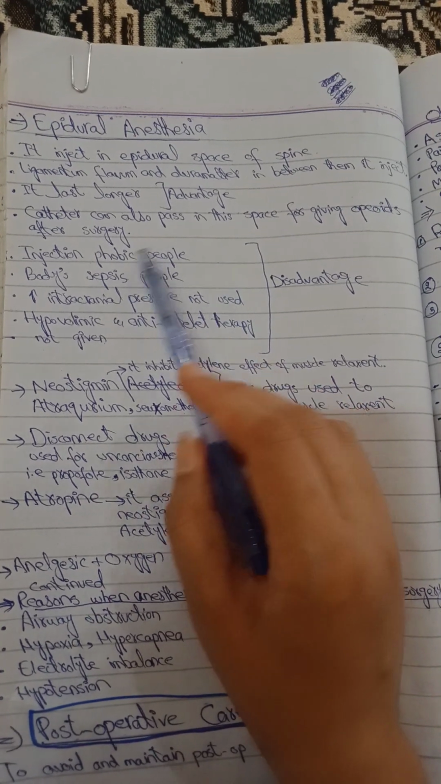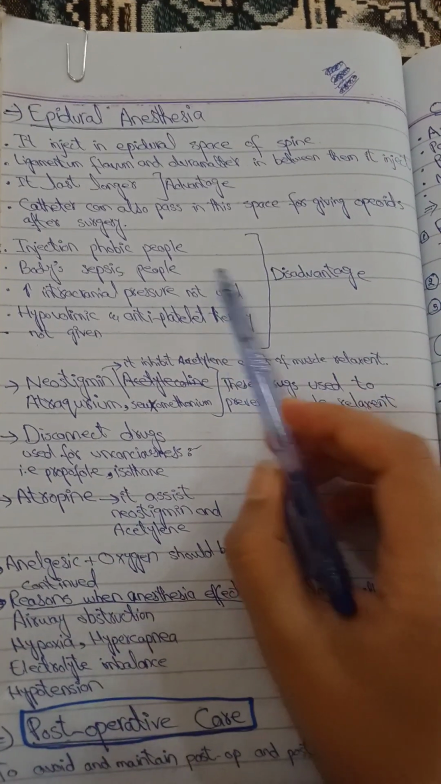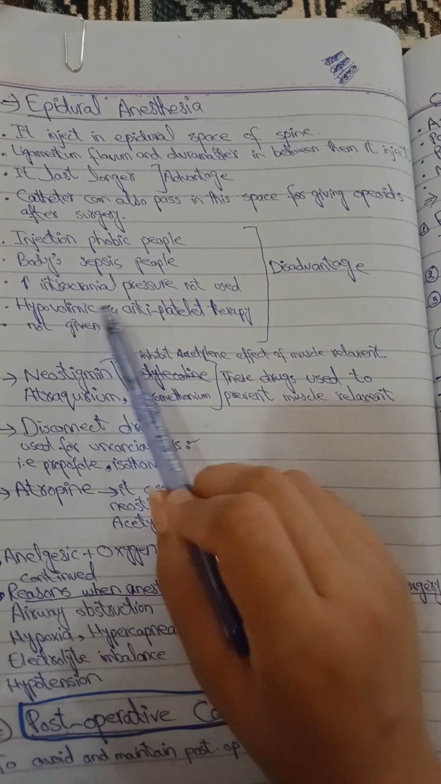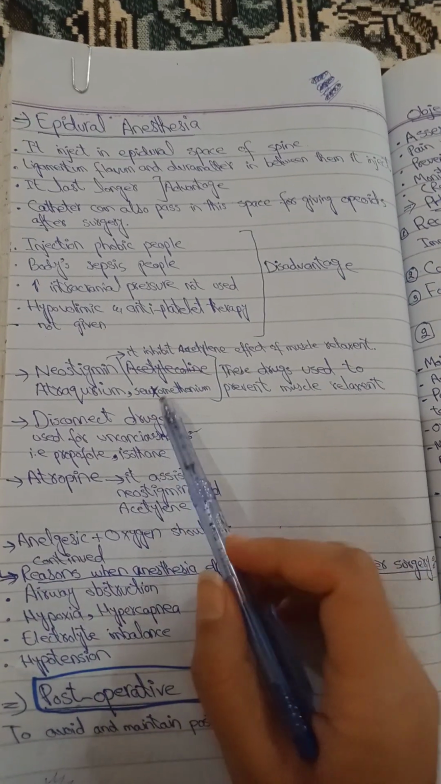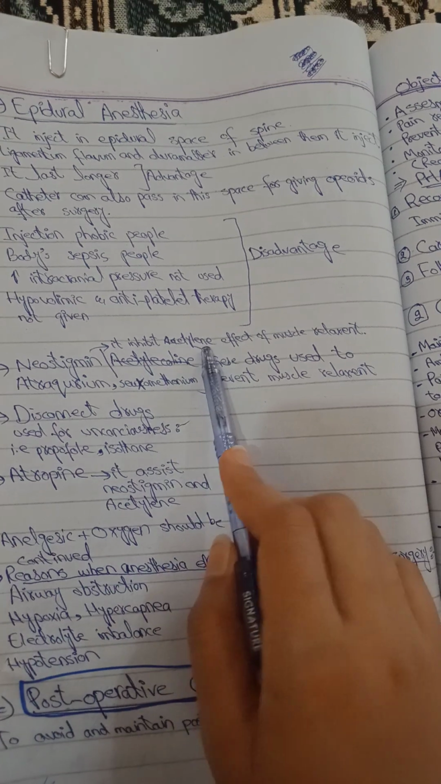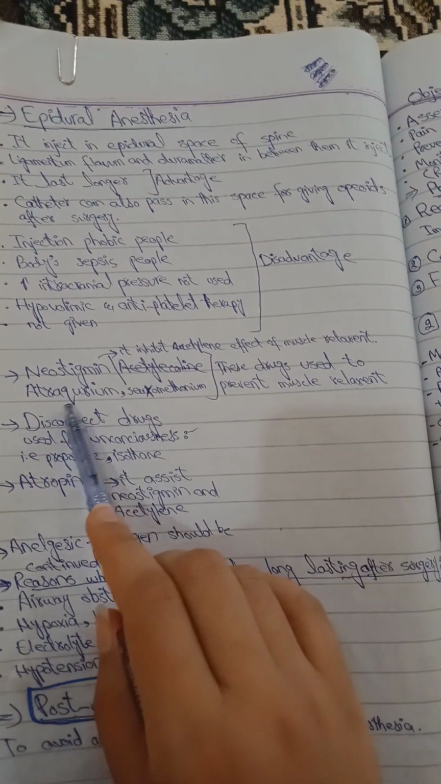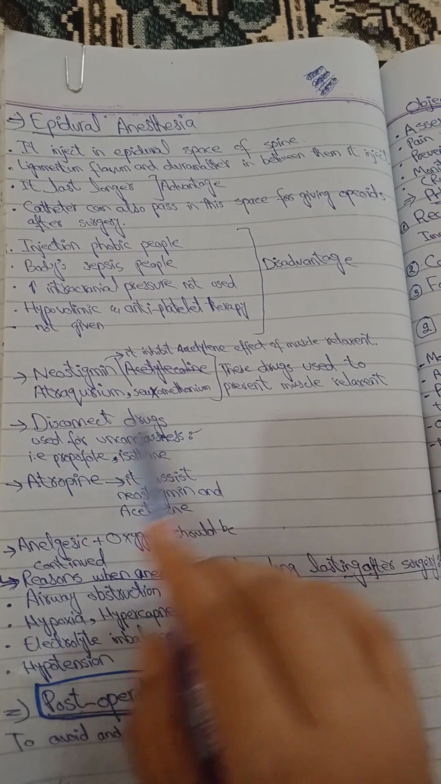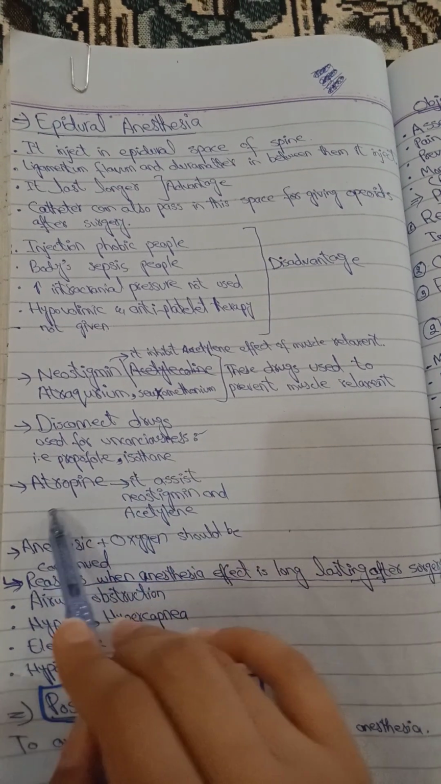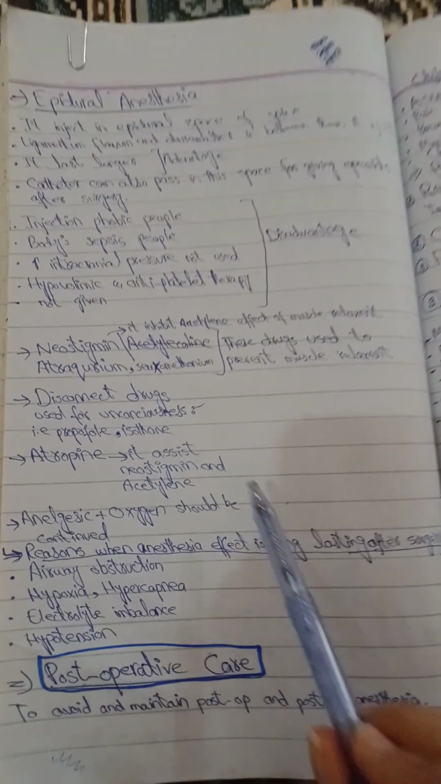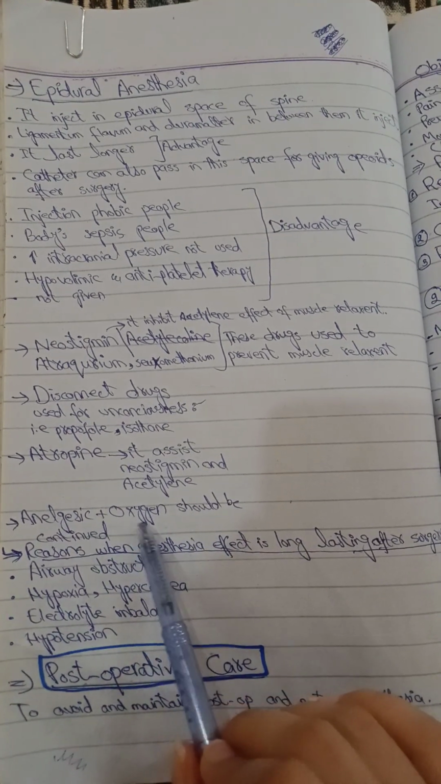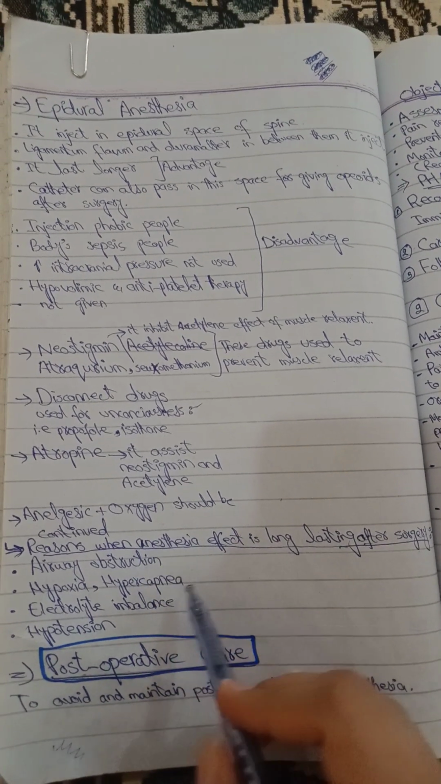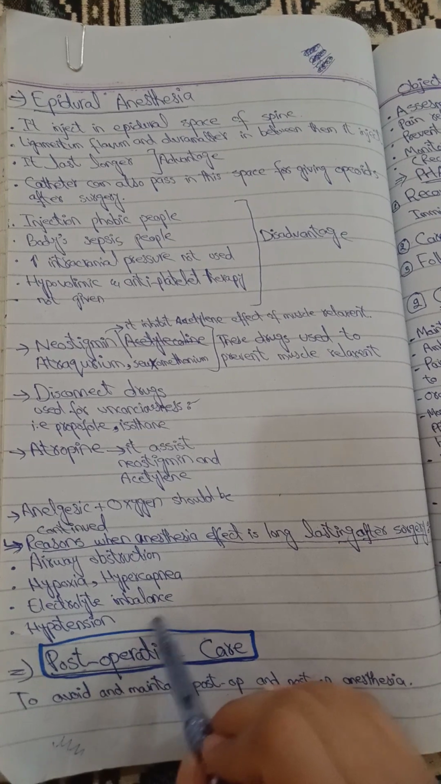Disadvantages of epidural anesthesia include injection phobic people, body sepsis people, intracranial pressure not raised, hypovolemic and antiplatelet therapy not given. Drugs given are neostigmine, it inhibits acetylcholine and effect of muscle relaxant, atracurium and suxamethonium. These drugs are used to prevent muscle relaxant. Drugs used for unconsciousness are propofol, isoflurane, atropine, acetylcysteine, neostigmine and acetylcholine. Analgesics plus oxygen should be continued. Reasons when anesthesia effect is long lasting after surgery: airway obstruction, hypoxia and hypercapnia, electrolyte imbalance and hypotension.